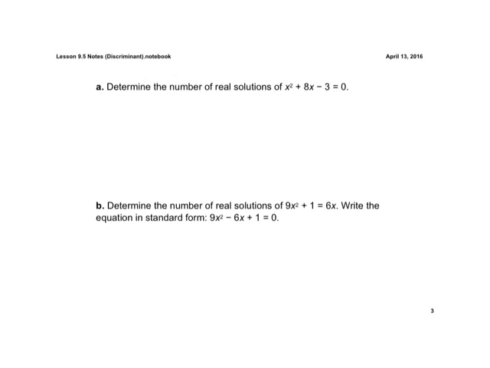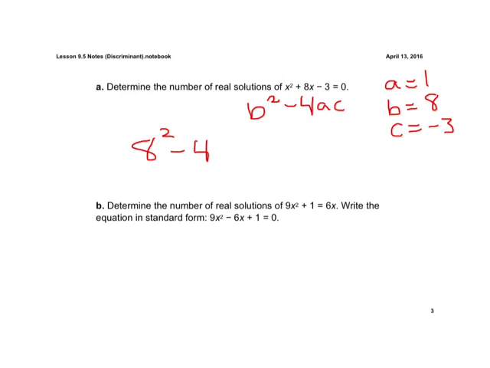Okay, a couple examples here. We're just going to solve for the discriminant, and remember, that's just b squared minus 4ac. Let's figure out what our a, b, and c are. Our a is the number before x squared, which is 1. B is the number before x, which is 8. And c is negative 3. We're just going to plug in and solve. So we have b squared, which is 8 squared, minus 4 times our a value, which is 1, times our c value, which is negative 3.